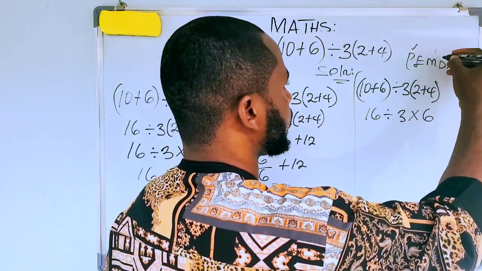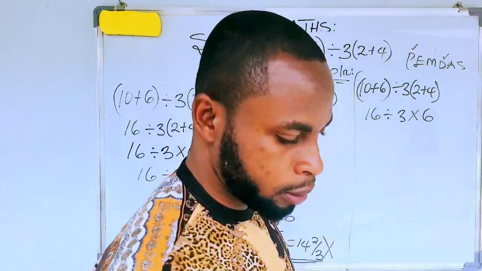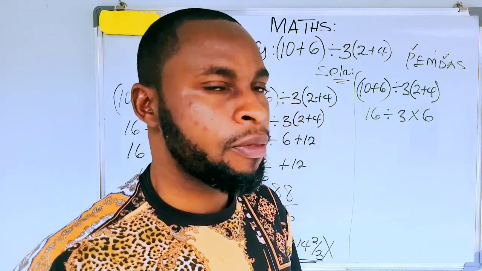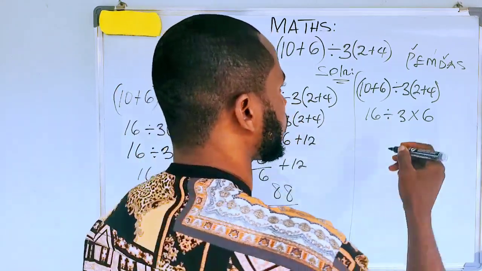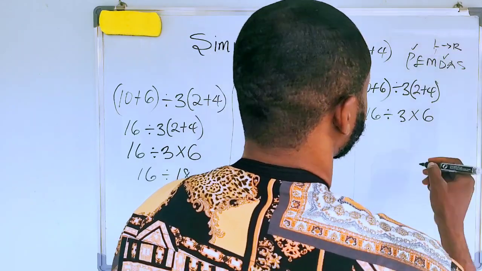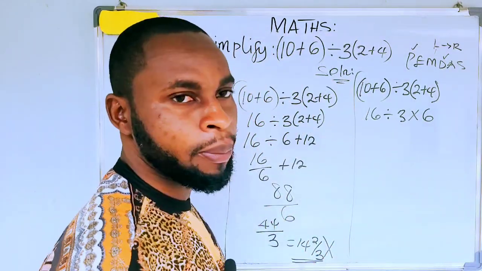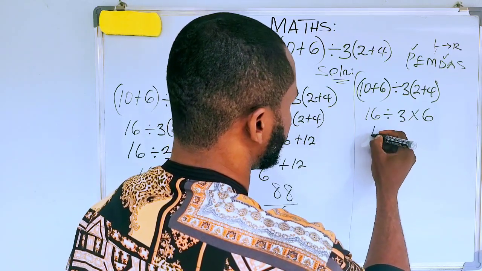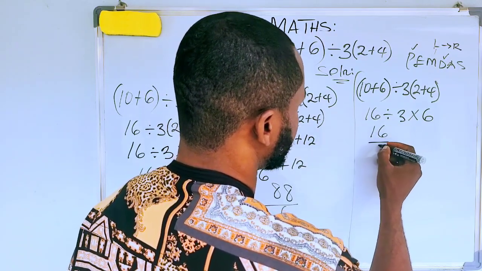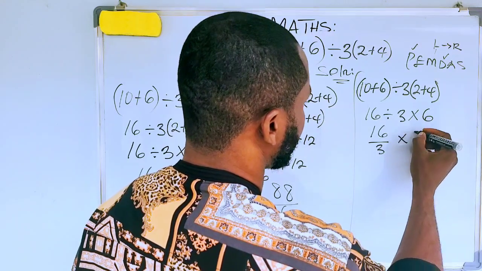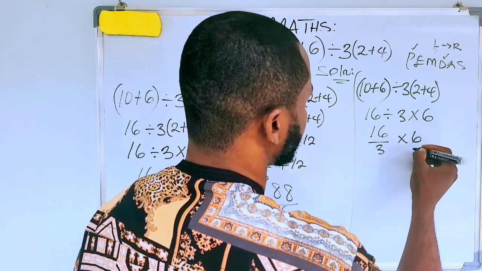Division and multiplication have the same precedence. Well, as such, the operation here will move from left to right. Therefore, applying this, we are going to have here 16 divided by 3, which can also be expressed as 16 all over 3, then multiplied by 6.